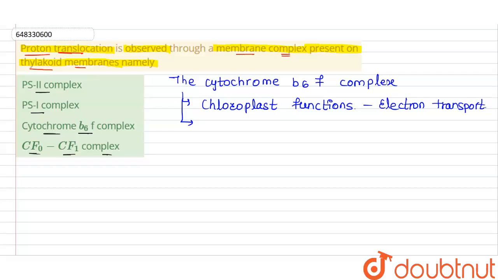But other than that, there is also proton translocation. Here also there is a function of this complex that is named the cytochrome B6F complex. So this cytochrome B6F complex functions in a chloroplast not only in electron transport, but also in proton translocation. And in this proton translocation, basically there is an active site of oxygen.